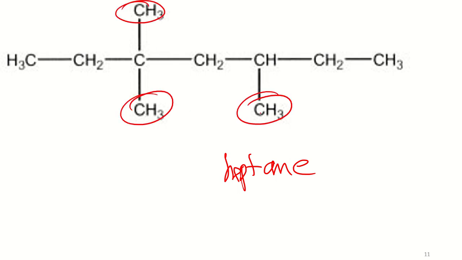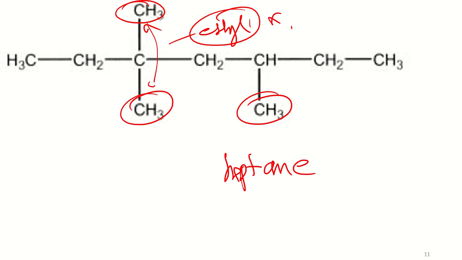Let's look at this one. Our longest chain we have is 7, so it's a hept. It's all carbon single bond, so it's an alkane, so it's ending with an E. And we have a methyl group here, and a methyl group here. Sometimes people see 2 carbon methyl groups on the same carbon, and they call that an ethyl group. It's not an ethyl group. It's 2 different methyl groups, so just be careful.